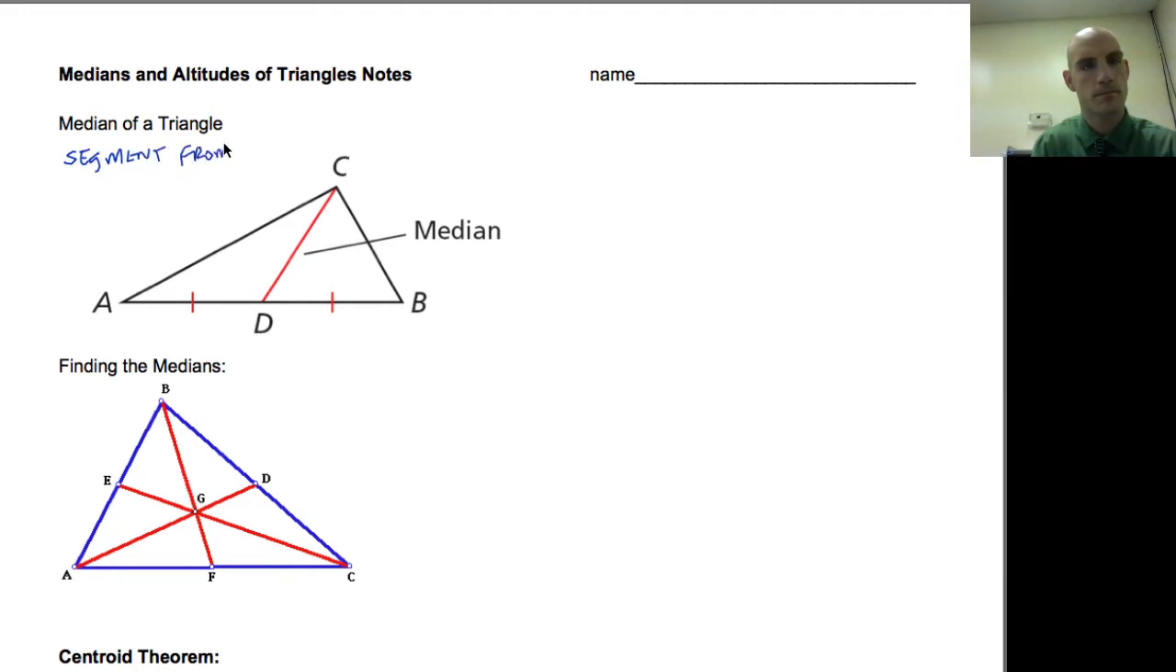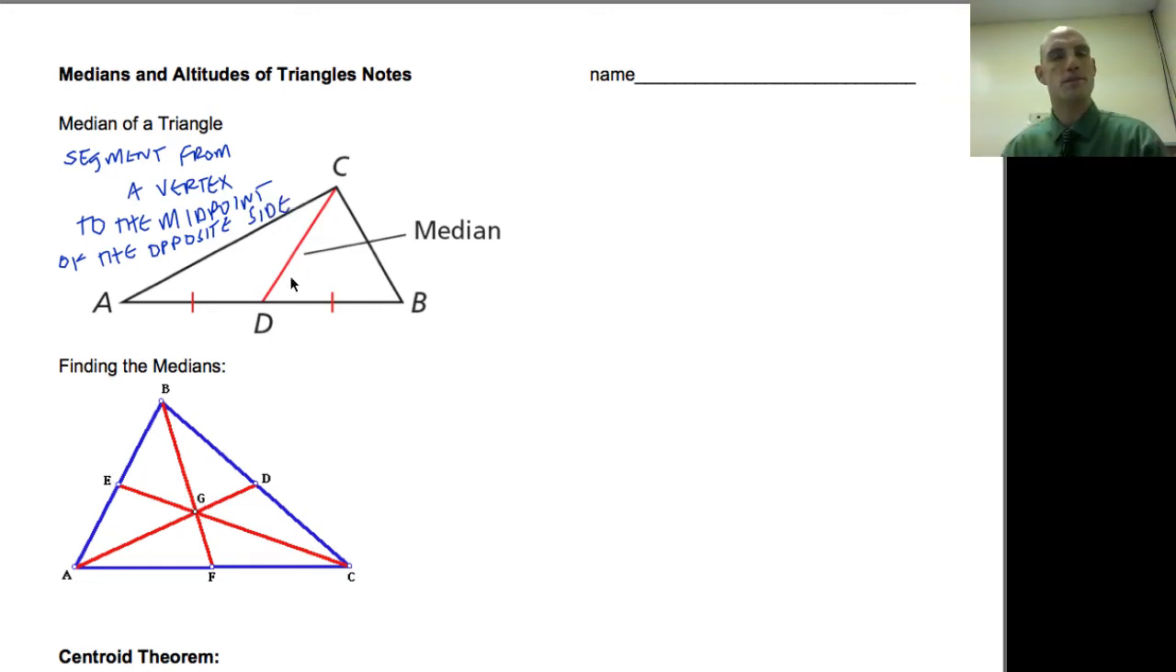from a vertex to the midpoint of the opposite side. Okay, so how many midpoints, so how many medians do you think a triangle has? I've drawn in one of them. If you guessed 3, then you are correct.